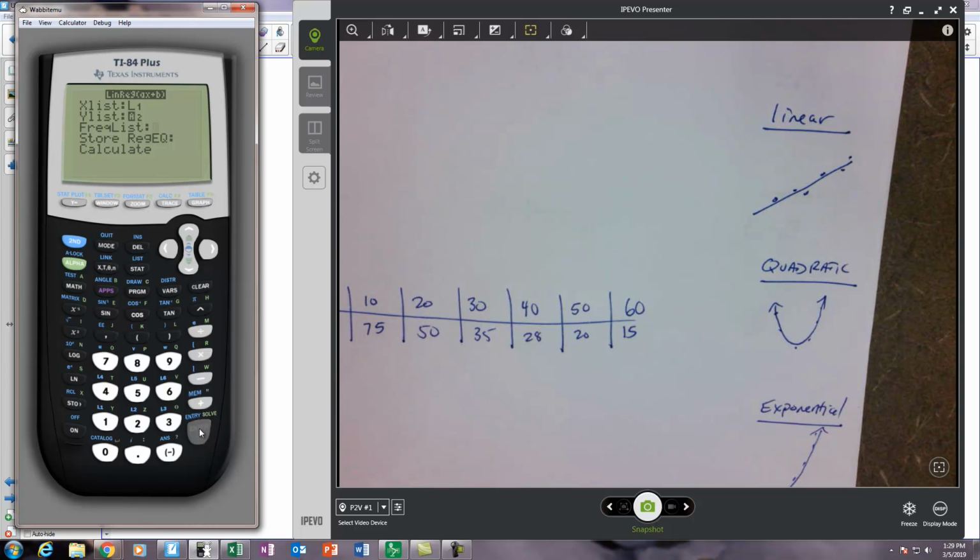And I'm going to come down. Now right here, this is not necessary for your homework, but I want to show you something along the way. So it says store the regression equation. There's a button right down here. It says VARS. It stands for variables.